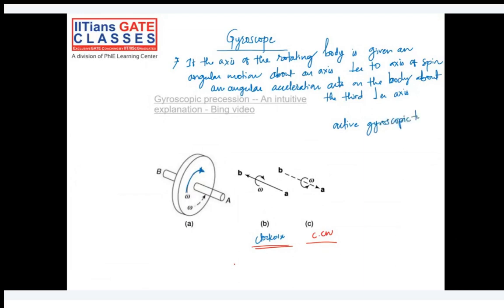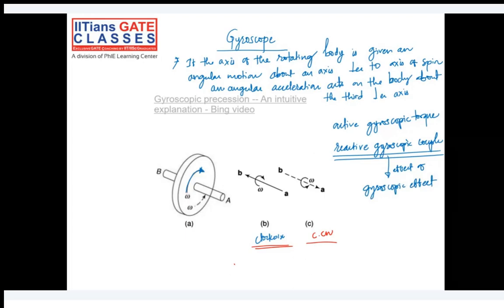And basically for every action there is a reaction, so it will have a reactive gyroscopic torque or couple. And the effect produced by this reactive gyroscopic couple is nothing but the gyroscopic effect. We'll try to understand this through certain examples as we move through this chapter.